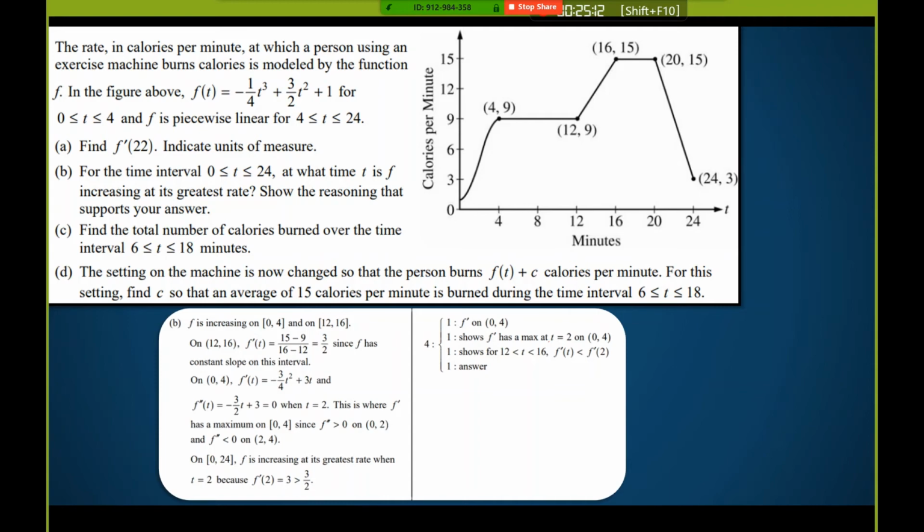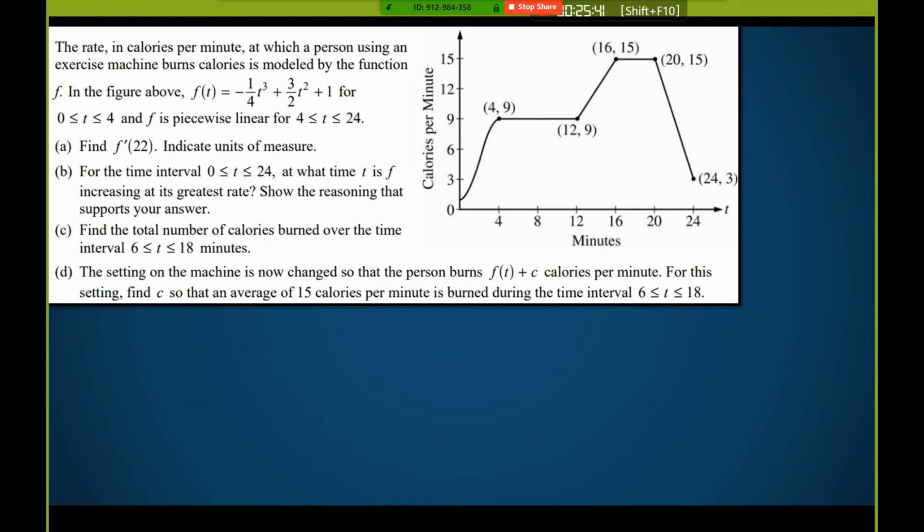Okay, part C. We are back at the top of the order, so this is back to Kelly. I want to find the total number of calories that we burned from t equals 6 to t equals 18 minutes. Okay, if I'm looking for the total number of calories that we burned, and right now we have a function of calories per minute, what do I have to do?